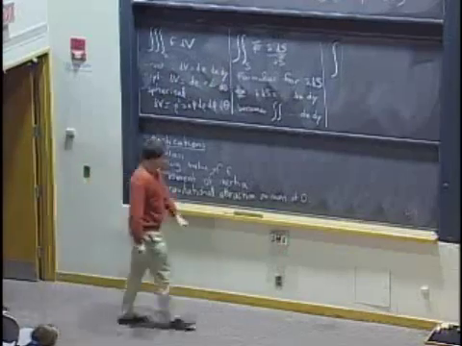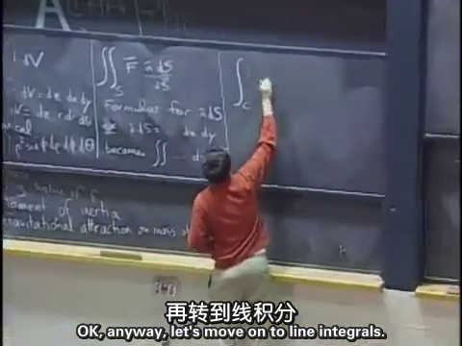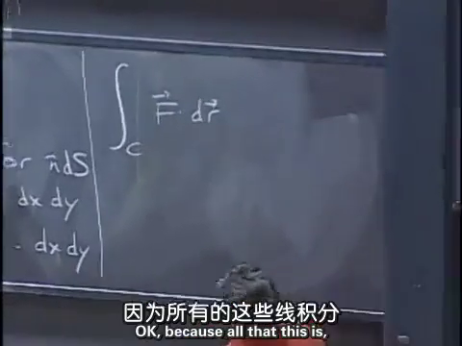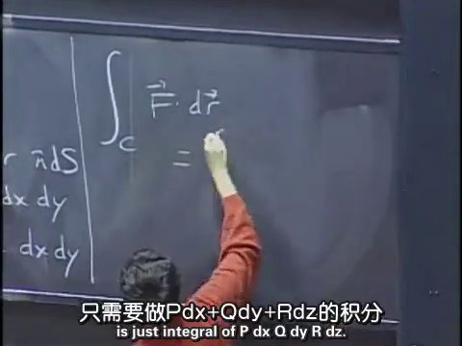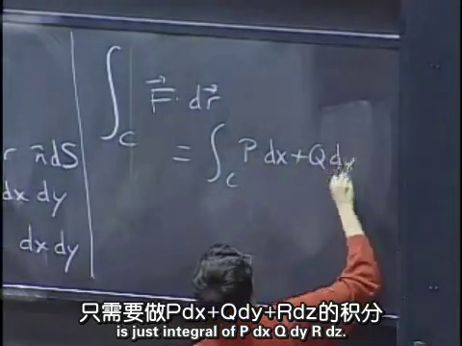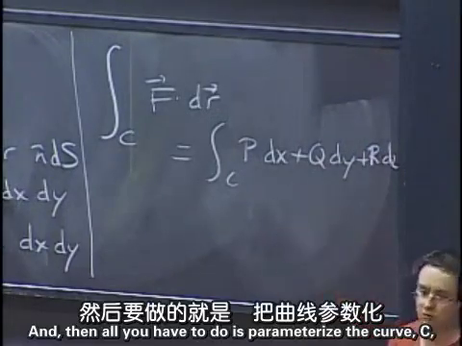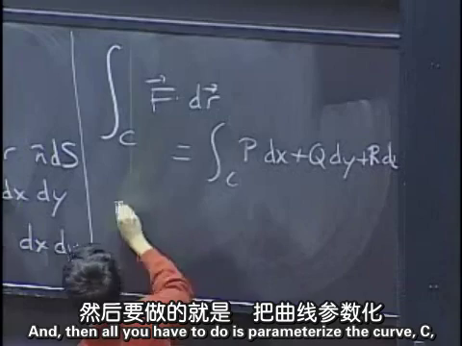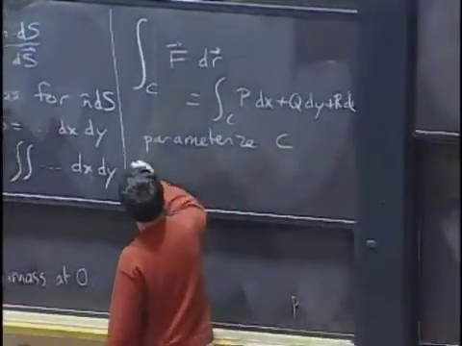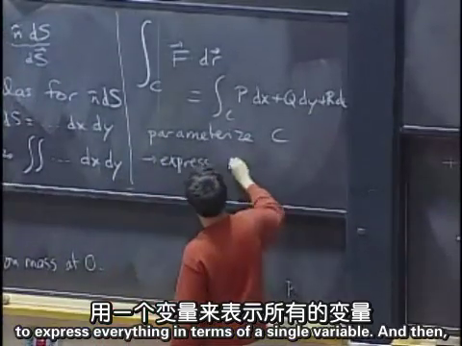Okay. Anyway, let's move on to line integrals. Those are actually a piece of cake in comparison, because this is just the integral of P dx plus Q dy plus R dz, and then all you have to do is parameterize the curve C to express everything in terms of a single variable.